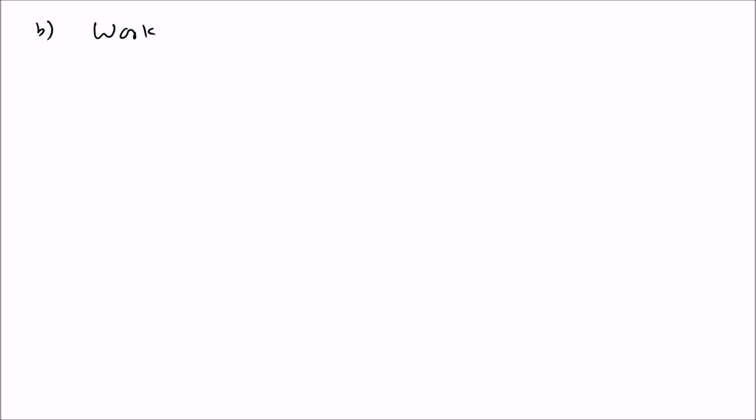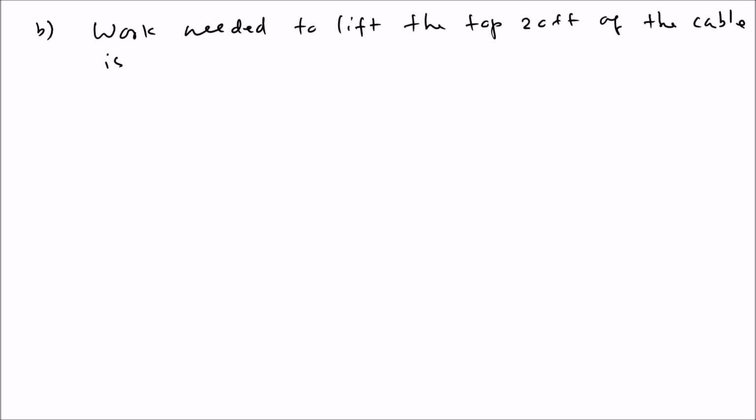Now let's say work needed to lift the top 20 feet, only the top 20 feet of the cable is very similar. I'm going to call that W1. So what do you do? You only need to go from 0 to 20. That's the only thing you need to add. 2x dx is exactly the same as before. So that means x squared from 0 to 20. So you get 400 foot-pounds.